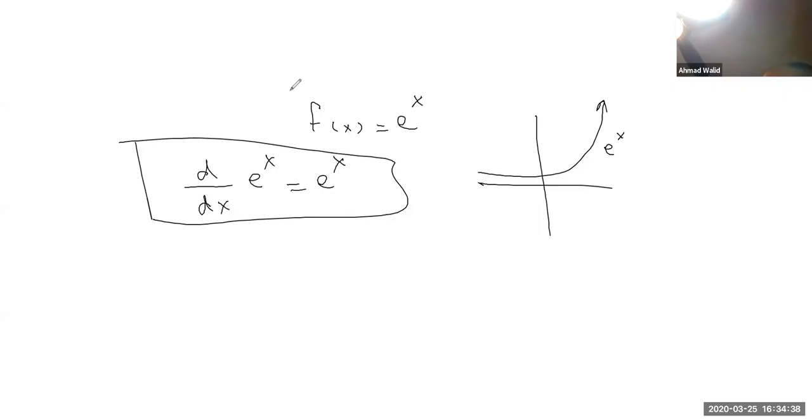In 3.1, I gave you 5 rules. The first one was constant. Second, power. Third and fourth, addition and subtraction. And the fifth one, d over dx of e to the x, which gives you always what? e to the x. Any question on these 5? Okay, now let's do some examples. Example number 1.